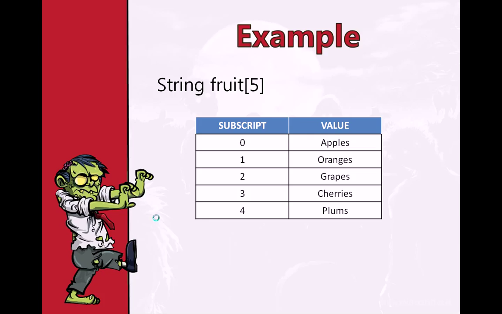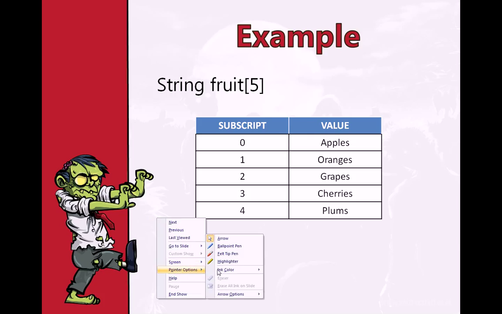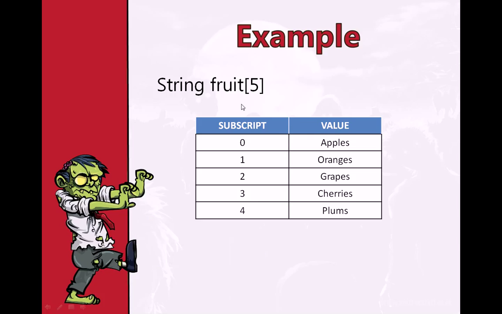My subscript, let me get a pointer options. Here we go. My subscript, which is right here, starts at 0 and it increases by 1 for every item in my array up to item 4. And my value is apples. I guess I could have put the quotes in there too, because these are strings after all. Alright, so on and so forth. Anyway, apples, oranges, grapes, cherries, plums. I didn't put kiwi fruit or anything weird in there.